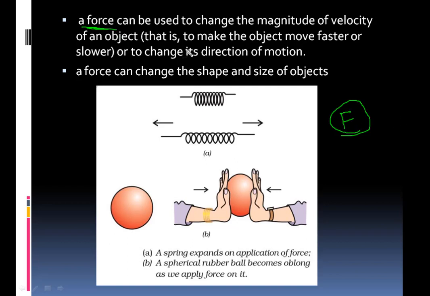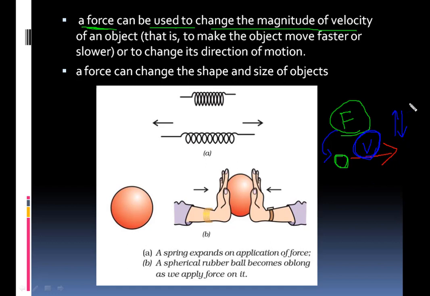Now this force F can be used for what purposes? Change the magnitude of velocity. Magnitude of velocity means, suppose this is a body. Now this body is moving in this direction. As this mass is moving in this direction, it must have been moving with certain velocity. Now if you apply force on the body which is moving, the velocity of the body will change. How will the velocity of the body change? It may increase or it may decrease.